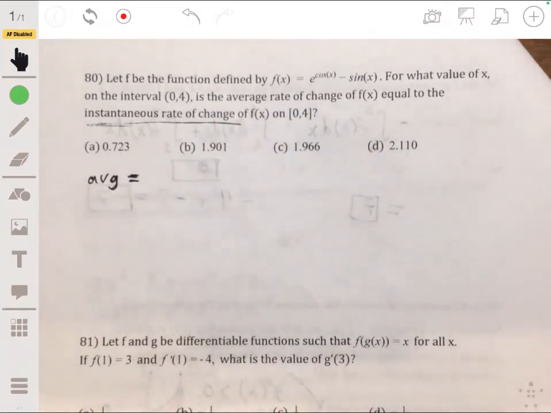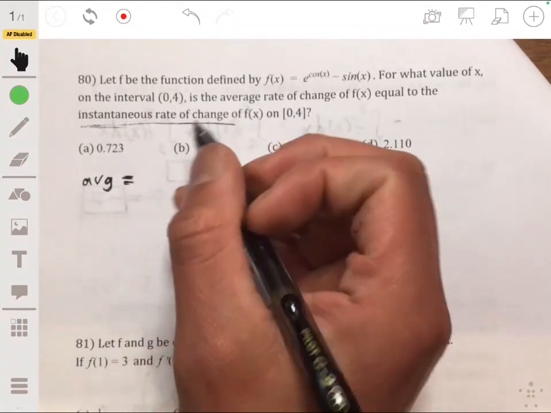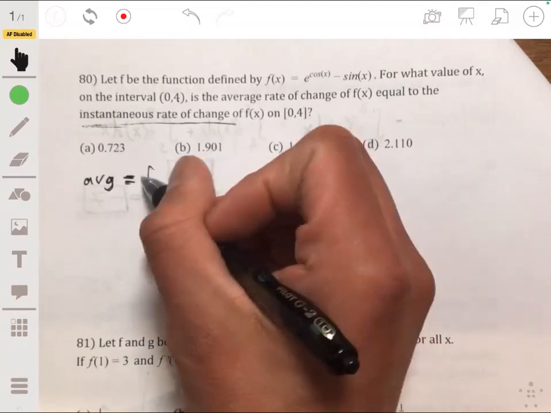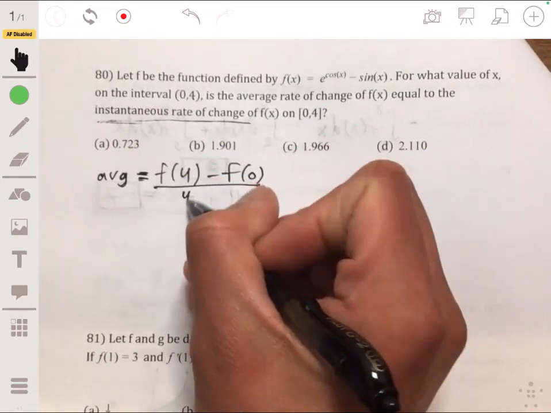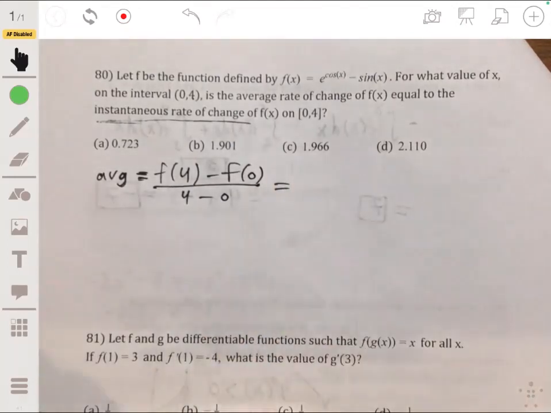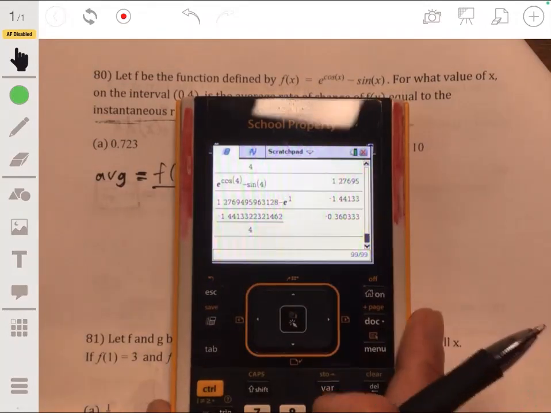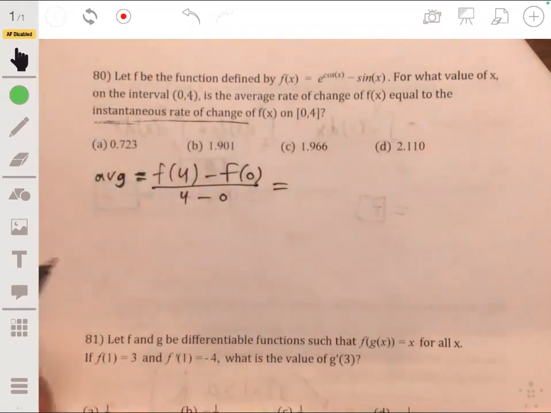This is basically what you learned in your algebra days, where it's going to be basically the slope from the endpoints. So we're going to have f of 4 minus f of 0 over 4 minus 0. Just saving some time with the calculations. And you would get, I'm punching this in, kind of glary, but you can see it's about negative 0.36.